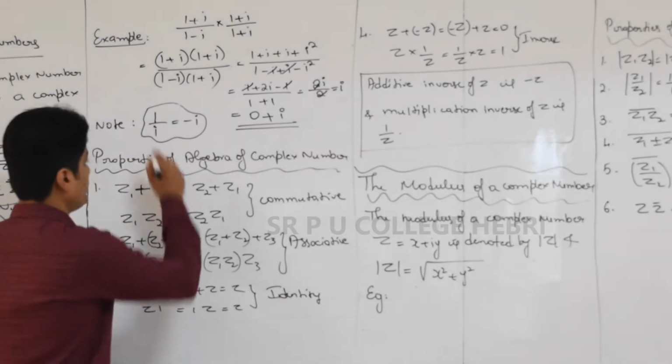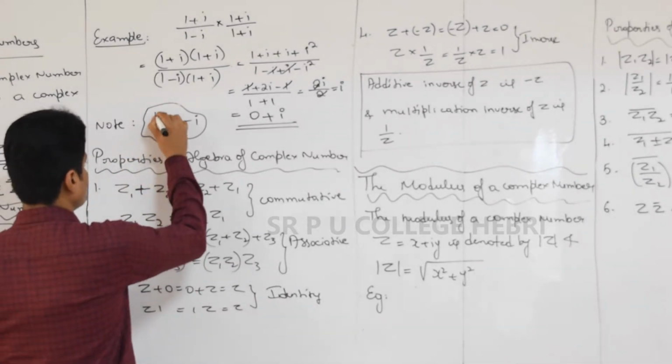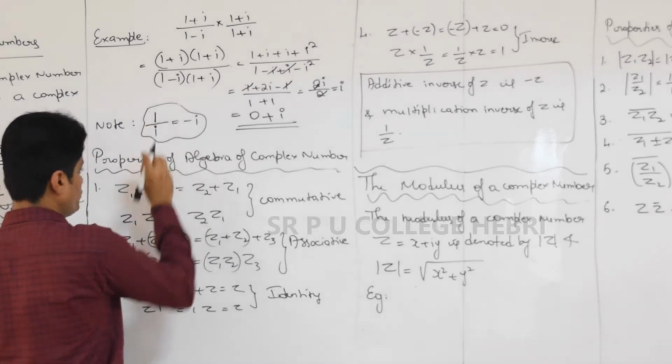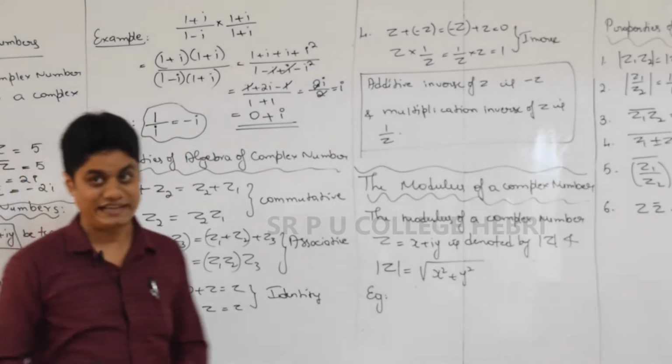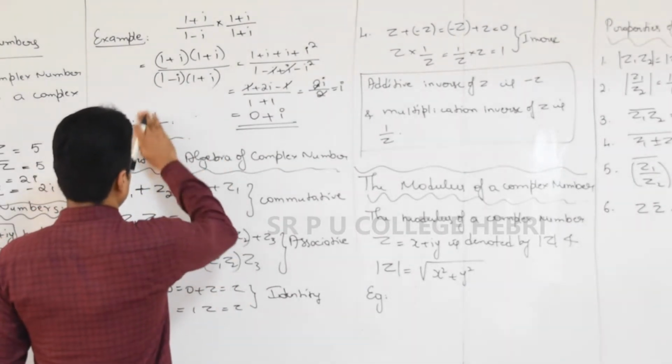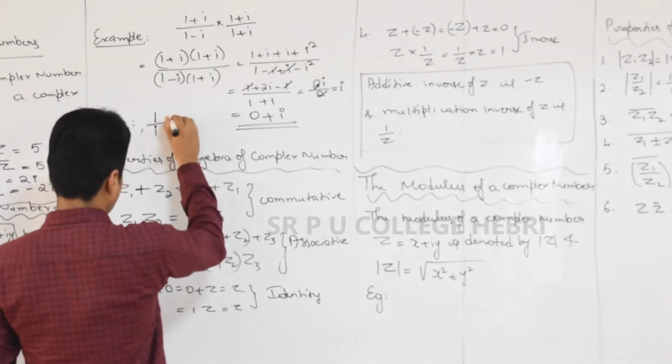Now here remember one note. It is very useful in problems. This is related to division only. If you want to find the value of 1 by i, how do you find it? What is the procedure? Multiply and divide by the conjugate, right?